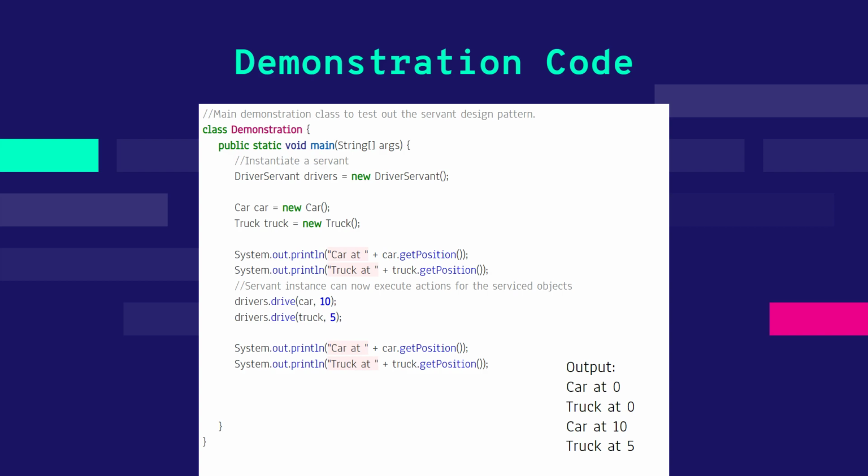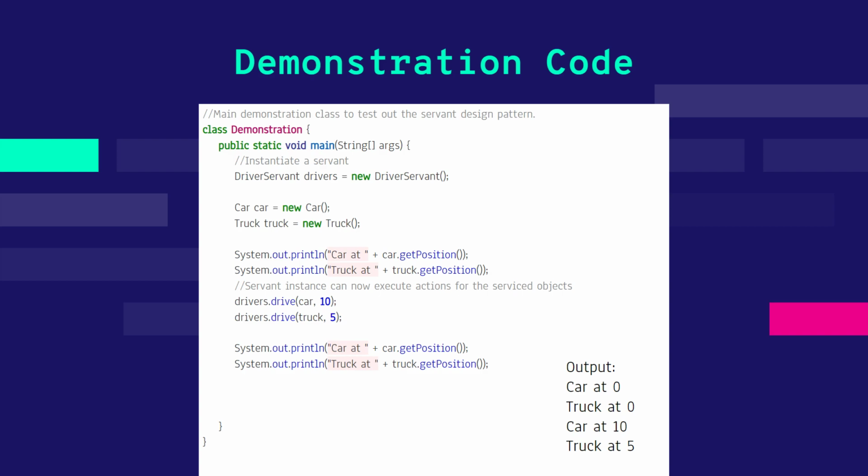So this is the client, the main function as I said before. Running through this, first you instantiate an instance of the servant, so this driver servant, this drivers. Then you make the served instances, so the car and the truck, we have one instance each for this case. We can get the position at the beginning, they'll be 0 as per Java.